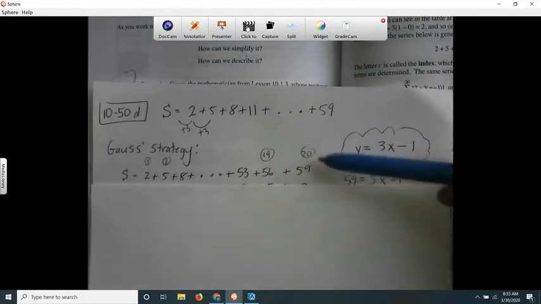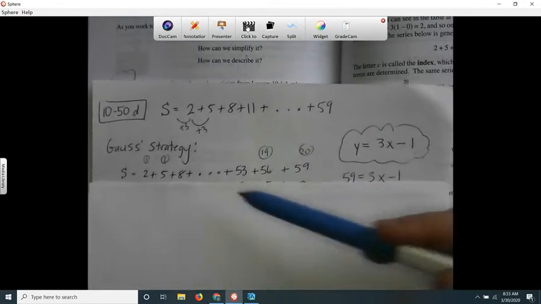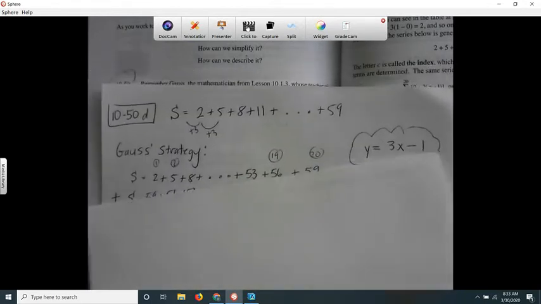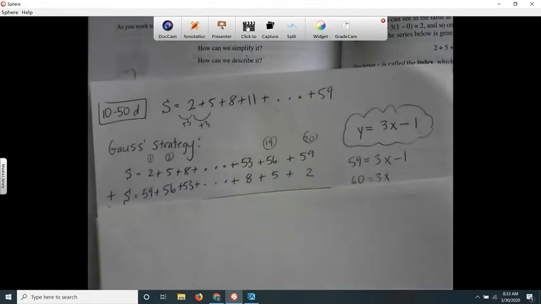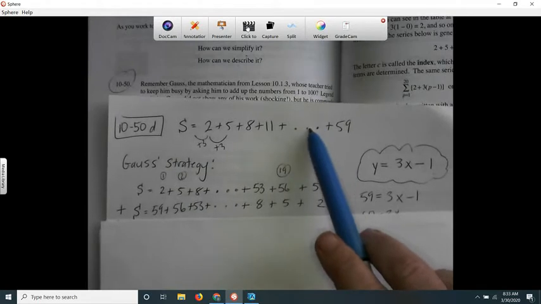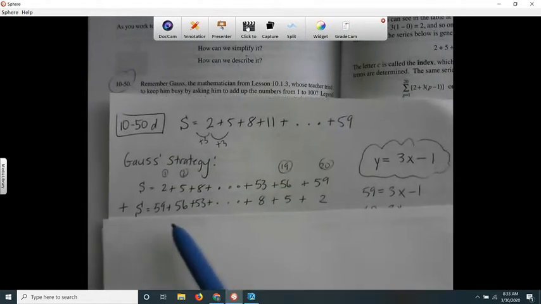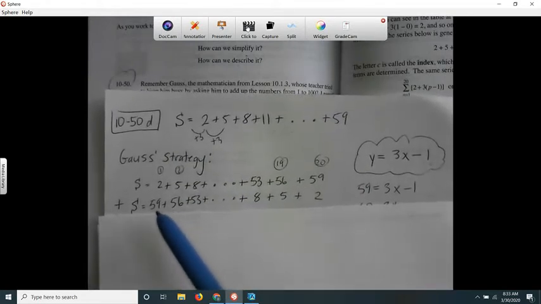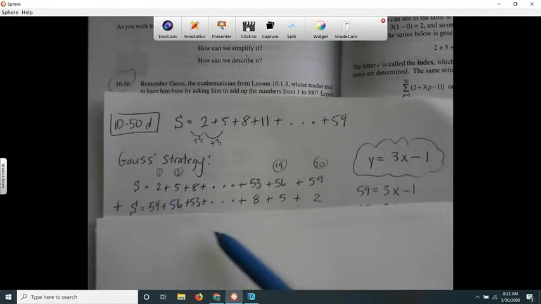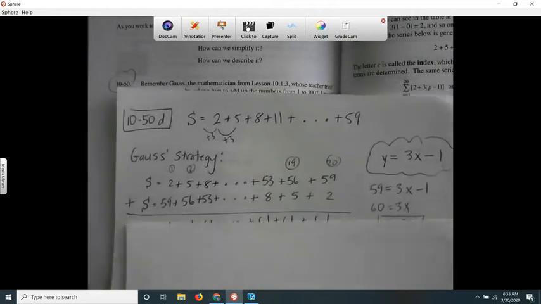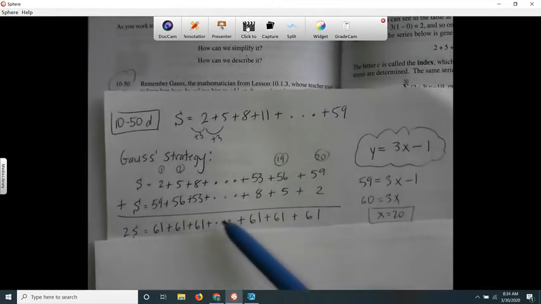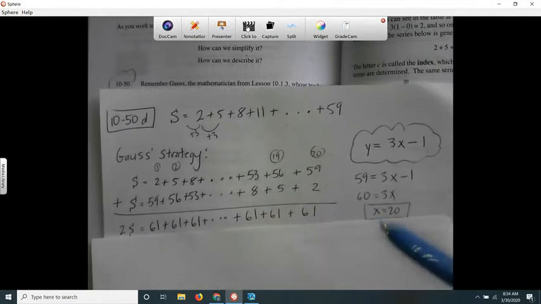I want to know how many terms there are because what I want to do is write this thing forward. They gave it to me mostly, but they're just missing a few of those little pieces. And then I also want to write it backward. And then I want to add them up. S plus S is 2S. And all these pairs are going to add to 61.